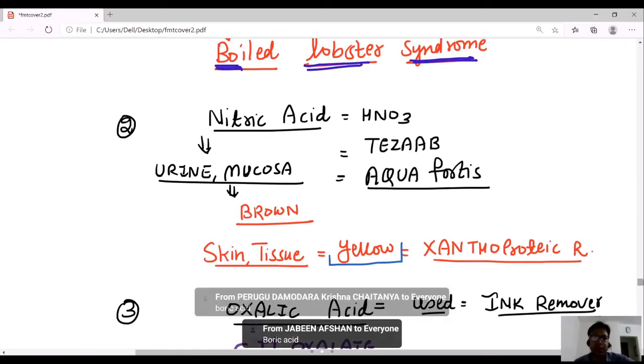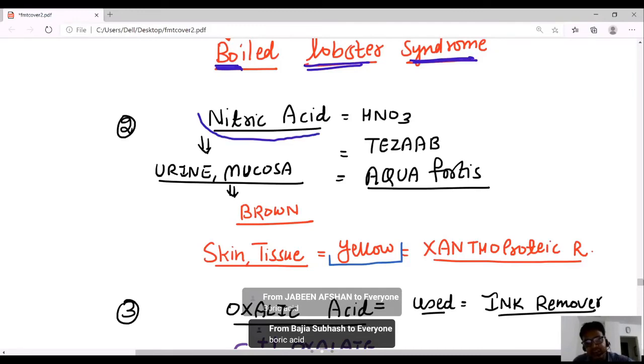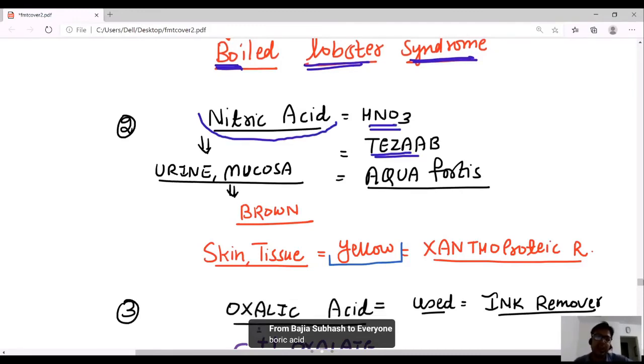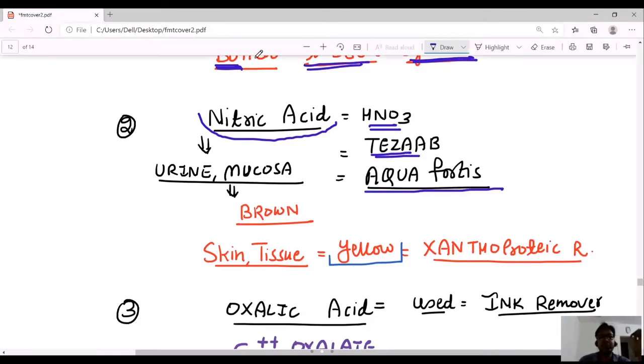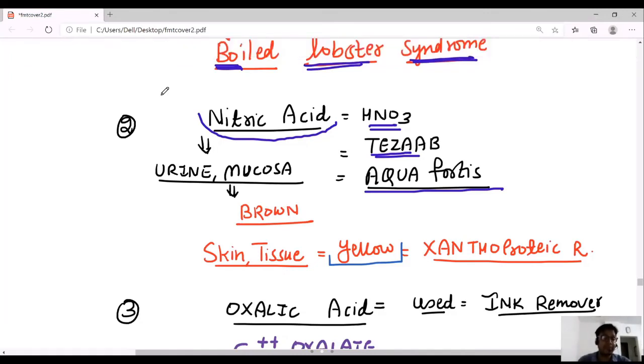Now, sir, the second acid is nitric acid. Nitric acid is HNO3, Tejab, or aqua fortis. Sometimes this question comes, my dear friend. Aqua fortis is another name of nitric acid.